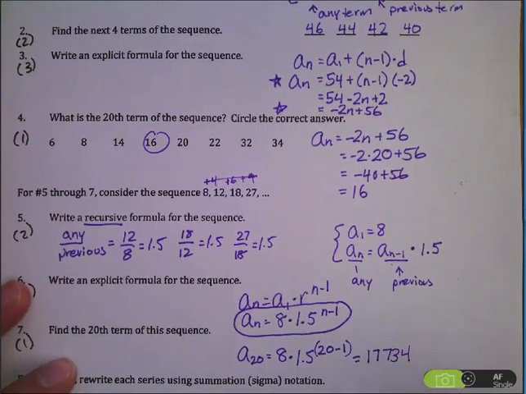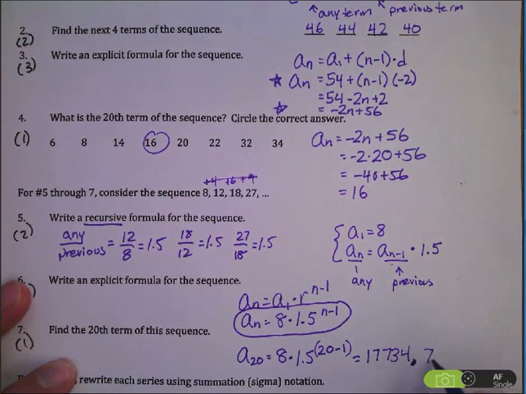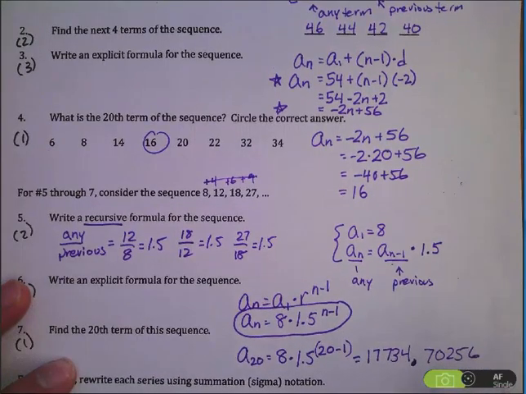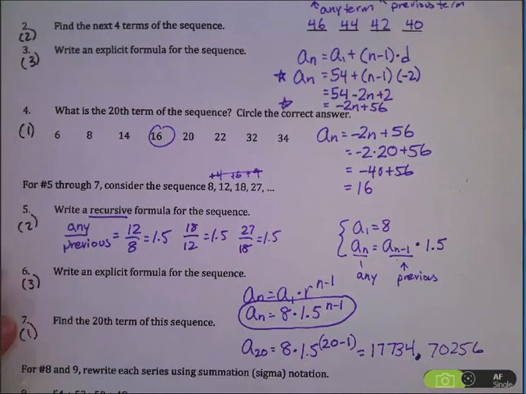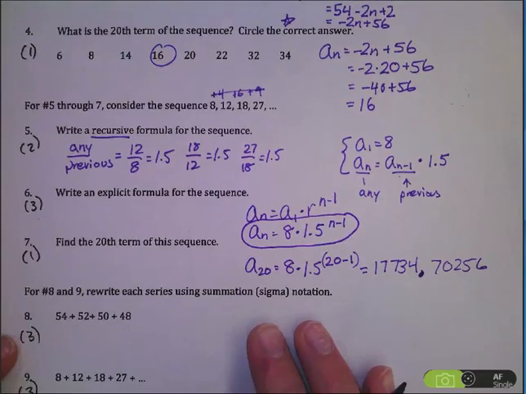It's approximately 17,734.70256. If you rounded this number, that's fine. For 8 and 9, you're writing the sequence in summation notation.